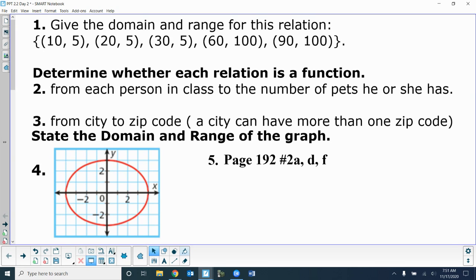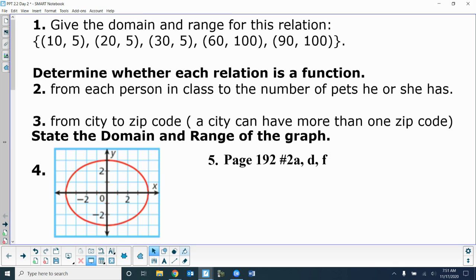Number 2, is that a relation? Is that a function or not? Does every person in here have one and only one number of pets? Or can you have more than one number of pets? Well, you can have more than one pet, but can you have more than one number of pets? No, you can't, right? You either have 0 or 1 or 2 or 3. You don't have 0 and 2 pets, or 1 and 4 pets, right? Does that make sense? We can all have different numbers of pets.